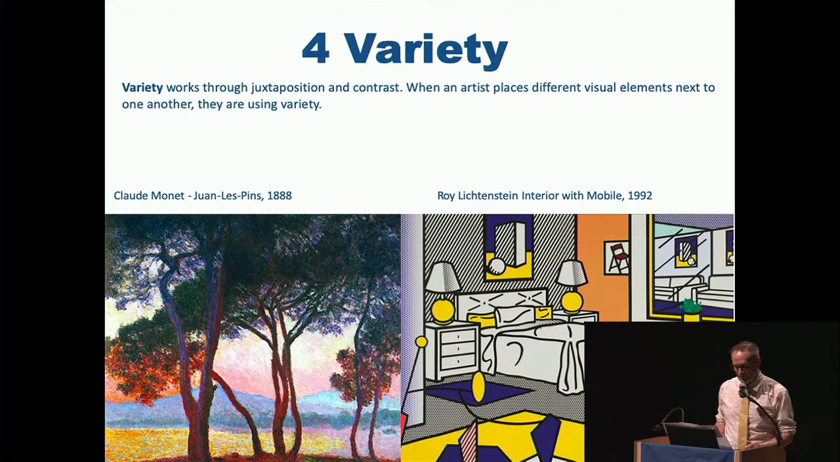So this one is about variety and changing things in an artwork to make it interesting. So straight lines next to curvy lines, different colours, different shapes put together, all add to that. And the last example by Roy Lichtenstein, he uses many different sorts of lines in this work to add variety.